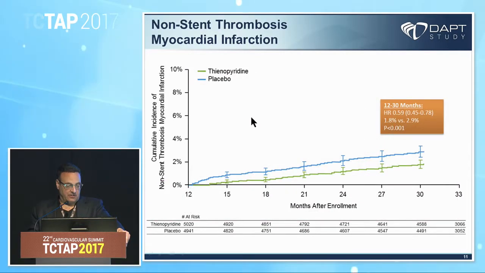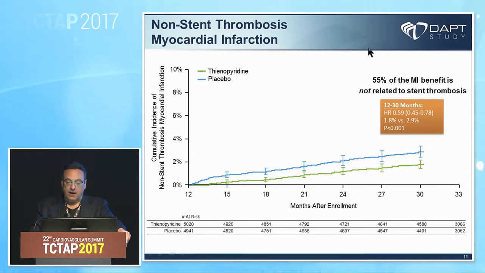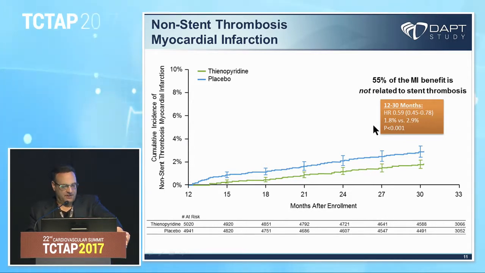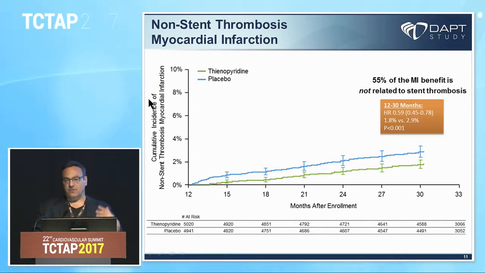Now, why I say it doesn't necessarily matter, though, is that a lot of the benefit of long-term DAPT does not relate to the stent whatsoever. Again, this is data from the DAPT trial, looking at myocardial infarction rates with short-term DAPT shown in the blue and long-term DAPT out to 30 months shown in the green. What you can see here is a very impressive risk reduction, about 40%. But what is key to recognize is that 55% of the benefit of myocardial infarction reduction with prolonged DAPT in this trial wasn't related to stent thrombosis whatsoever. It was related to disease in other vessels.